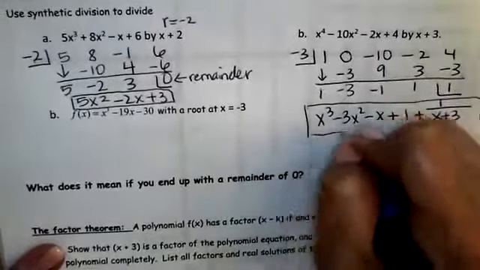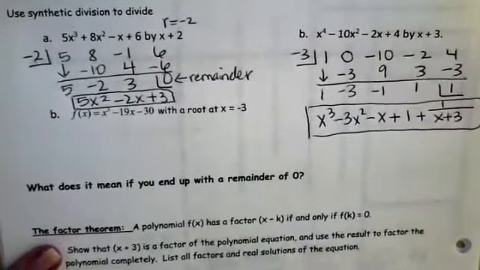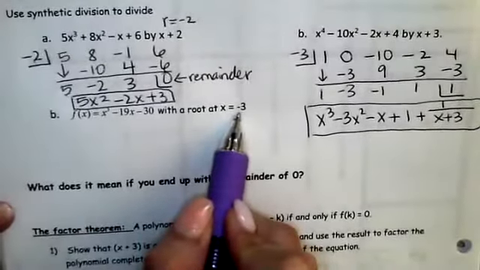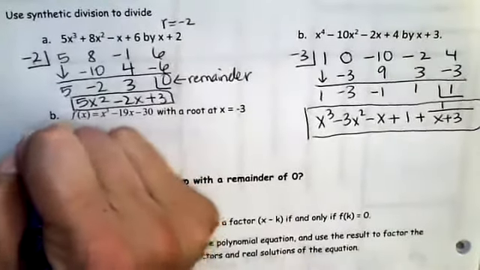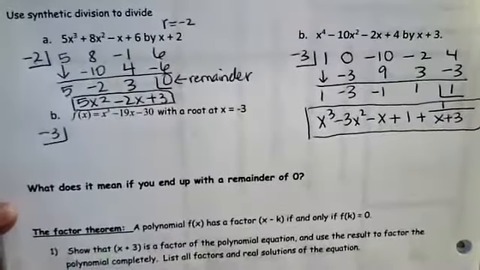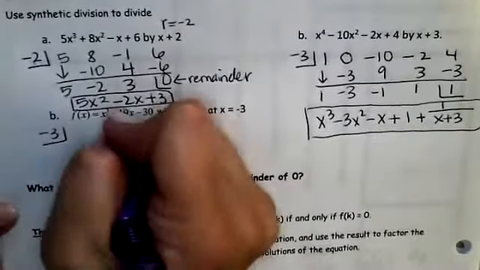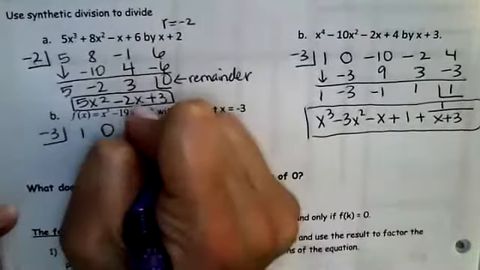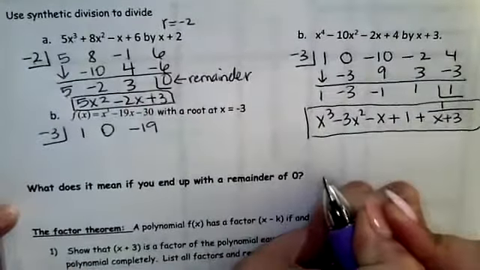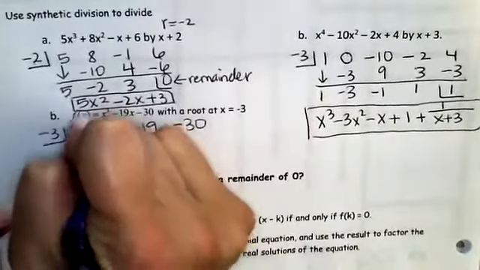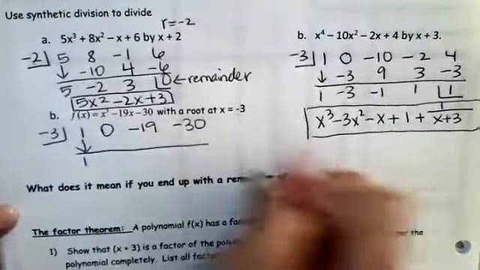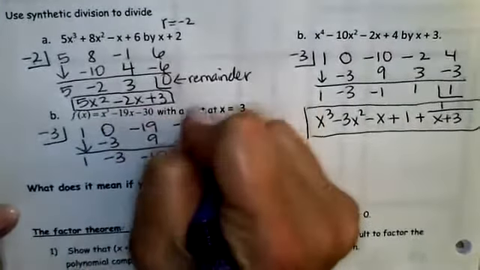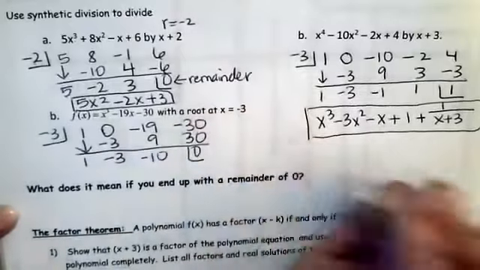And there is my answer. We can use this as well when they give us a root. So they told us that the root is negative 3. With the root being given, that's exactly what goes in the box. And then I use my coefficients, so 1, 0 for x squared, negative 19 for the x, and then negative 30. I drop my first one, multiply, add, multiply, add, multiply, add.